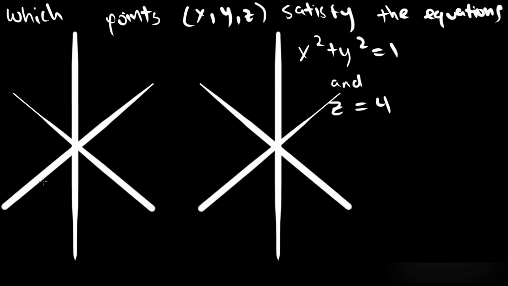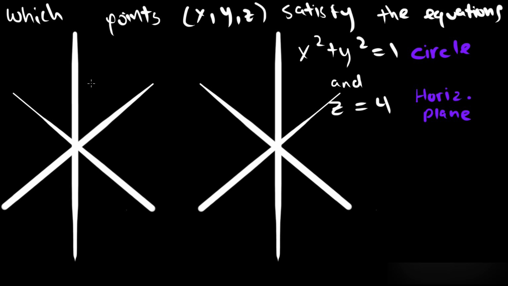For this question, it asks us which points x, y, z satisfy the equations x squared plus y squared equals 1 and z equals 4. So right off the bat, we can already say that this equation right here would represent a circle, x squared plus y squared equals 1, and z equals 4, as we just learned, would represent a horizontal plane at z equals 4, so 4 units in the vertical positive direction, the z-axis. So this would be a horizontal plane, right?